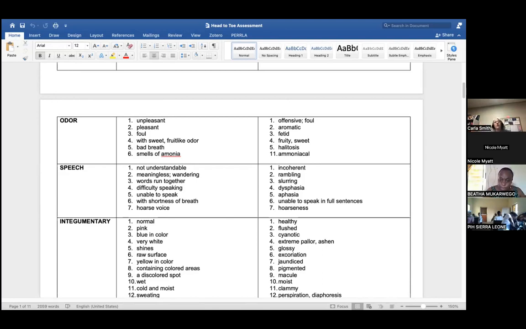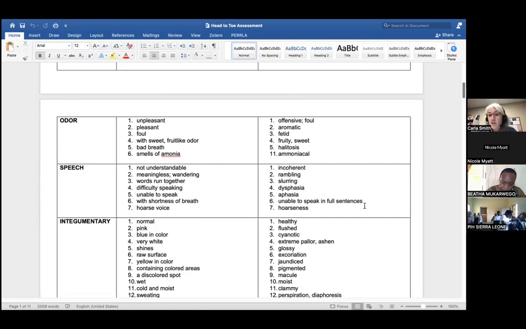We want to talk about the patient's speech. Again, is it clear? Or is it slurring? Is it incoherent? You can't understand a word they're saying no matter how you try. Rambling. You can have the patient that's just going on and on and on. Do they have dysphagia or aphasia?